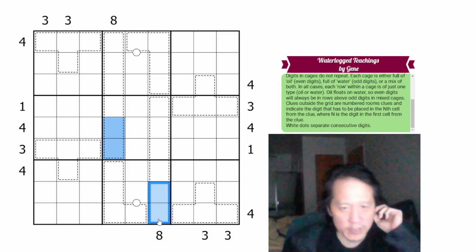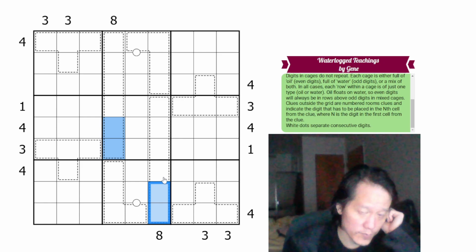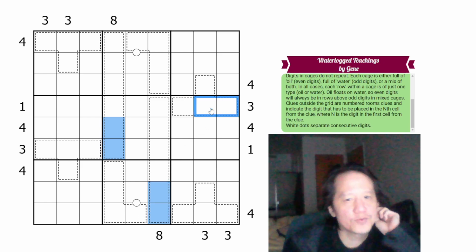So this one must be odd. The 3, we don't know where it is. The 4, we don't... Okay, so 3... So the 8 has to be one of these. The 8 has to be one of those.